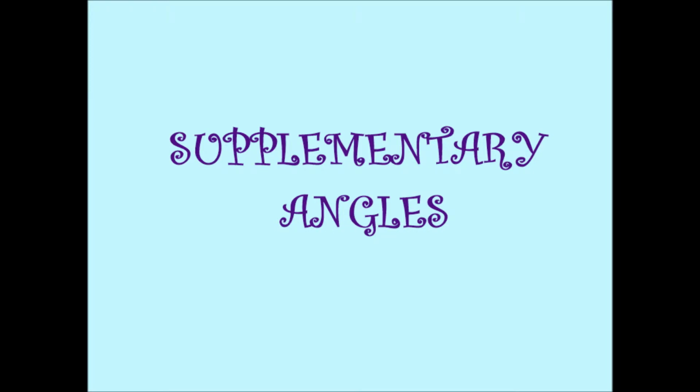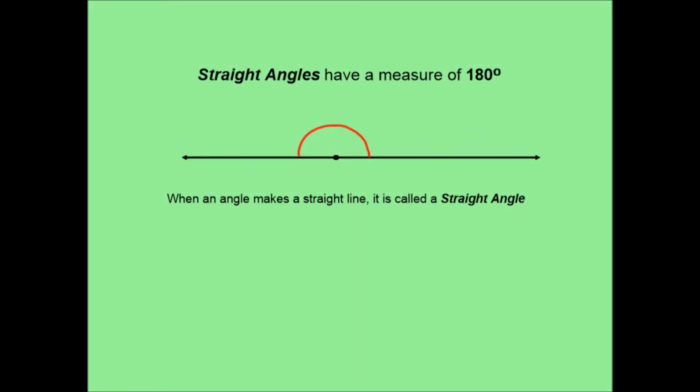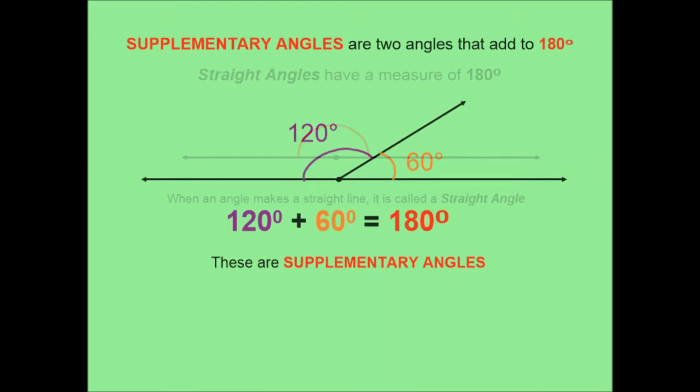Supplementary angles. Just as right angles were important for complementary angles, straight angles are important for supplementary angles. Straight angles are formed when the measure of the angle is 180 degrees. They form a straight line. When two angles combine to make 180 degrees, they are called supplementary angles.